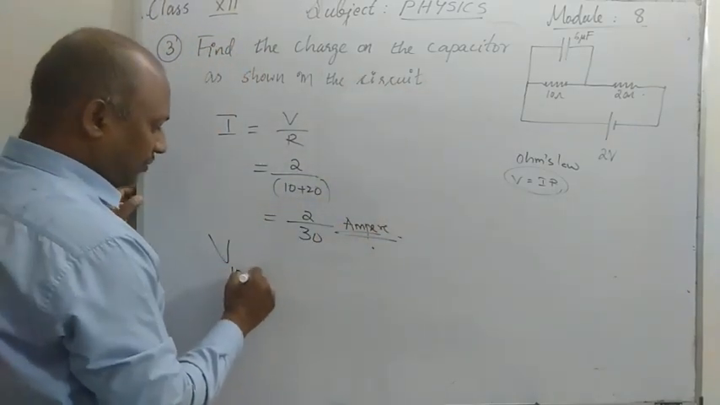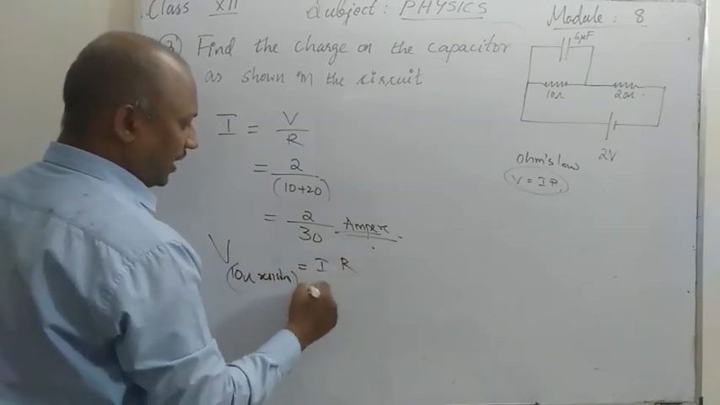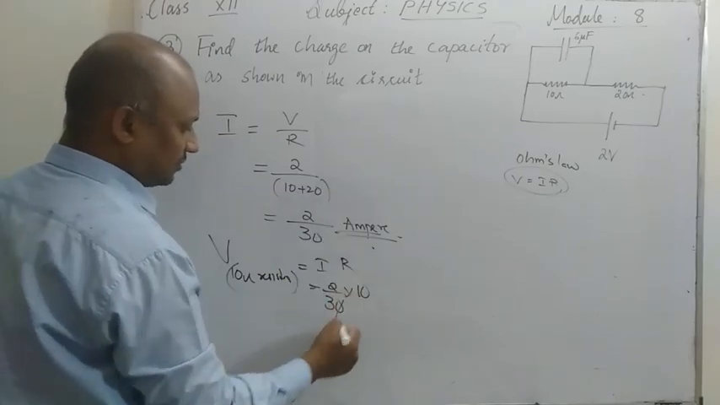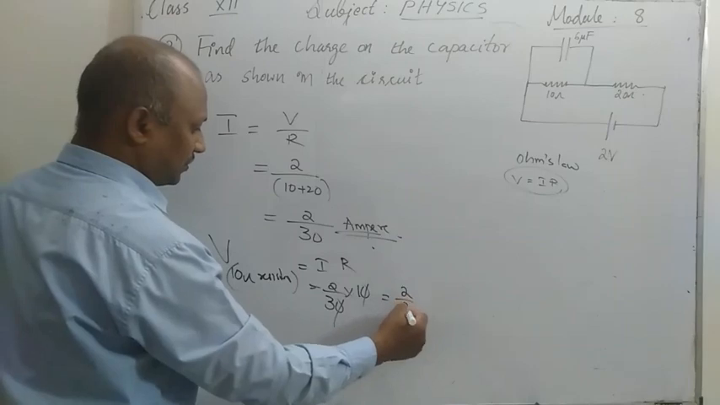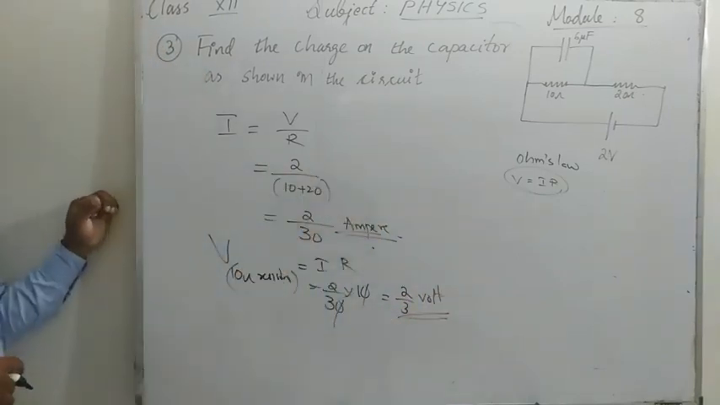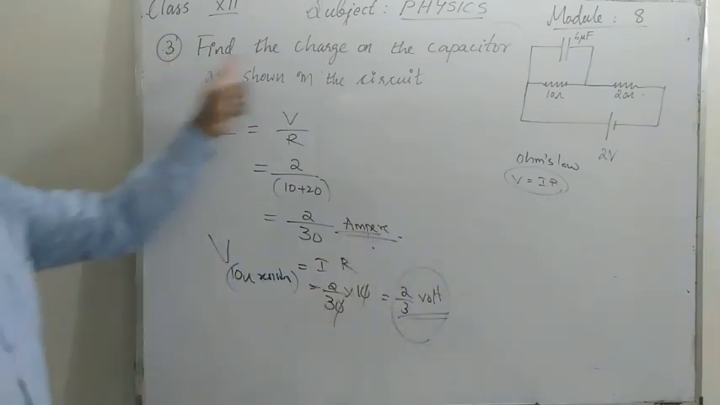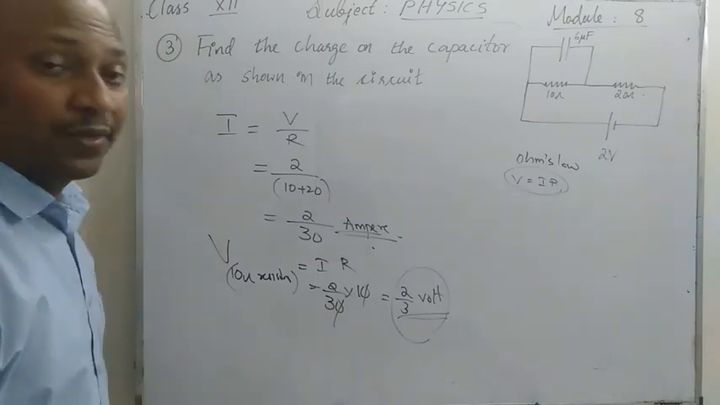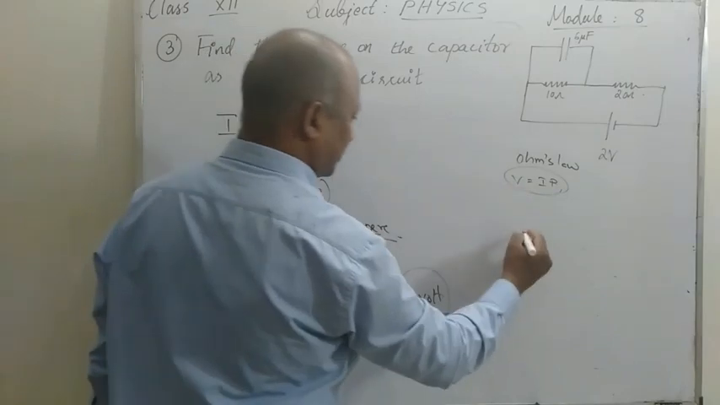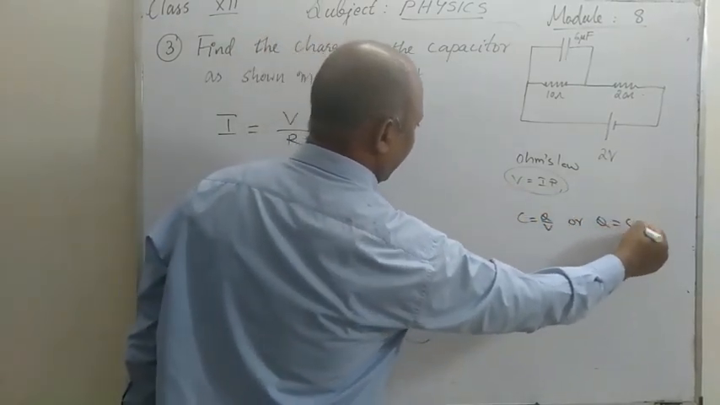Voltage across the 10 ohm resistor is V is equal to I into R, and I is 2 upon 30 and resistance is 10, so it is 2 upon 3 volt. We are not going to find the decimal value anyway, because we have to find the charge on the capacitor, not the potential. But without finding the potential you cannot find the charge, because the formula is C is equal to Q upon V, or Q is equal to C into V.